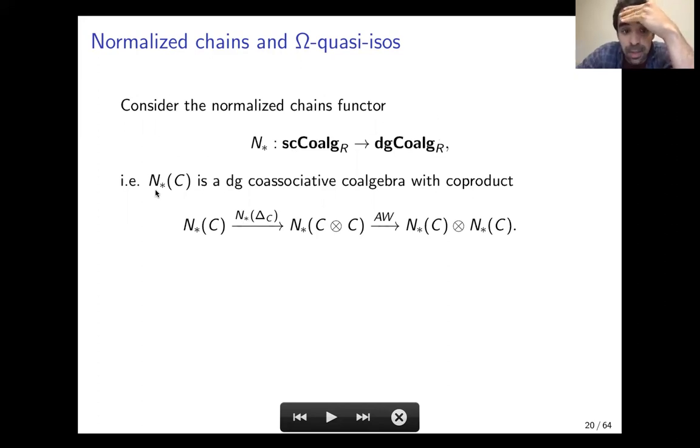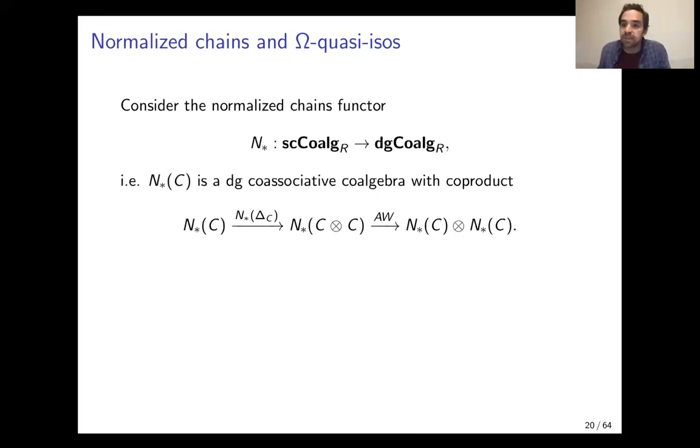So normalized chains, by normalized chains I mean the usual construction, right? Where you mod out by degenerate simplices, and then the differential becomes the alternating sum of the face maps. But now I'm saying that if you start with a simplicial coalgebra, the normalized chains have an induced graded coalgebra structure given by the Alexander-Whitney construction. Namely, if delta C denotes the coproduct of C, then you can consider the following composition, where AW denotes the Alexander-Whitney construction, and this gives a graded coalgebra structure on the normalized chains.